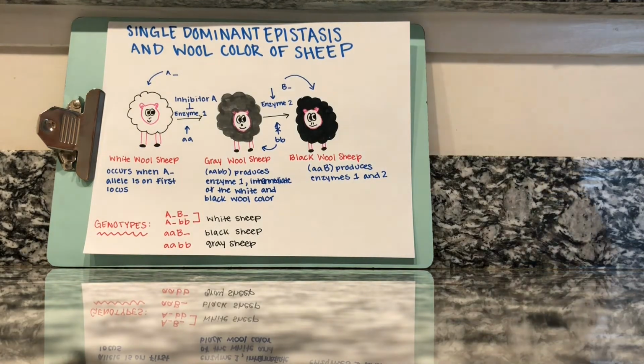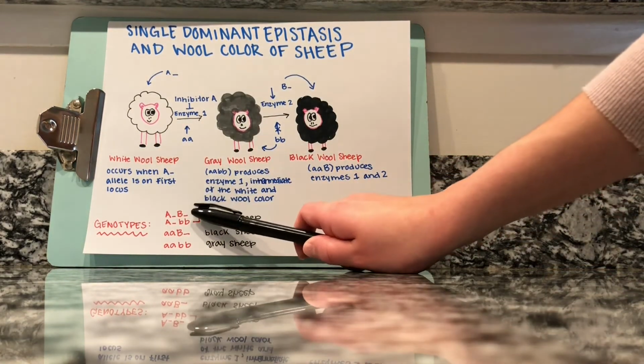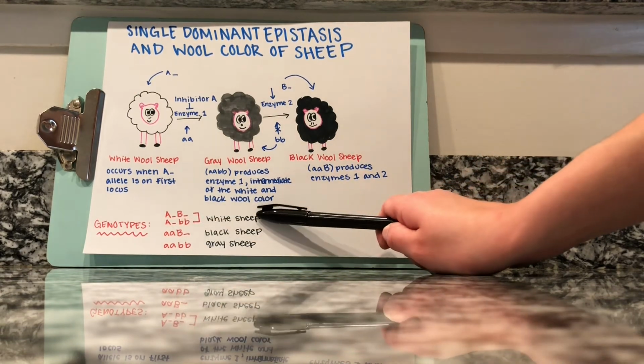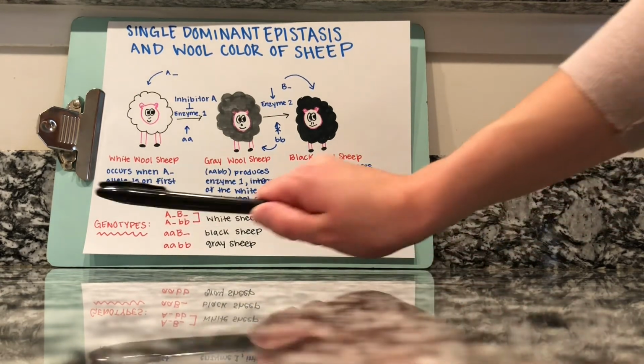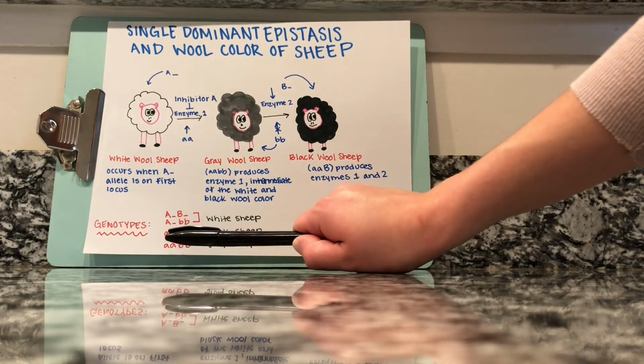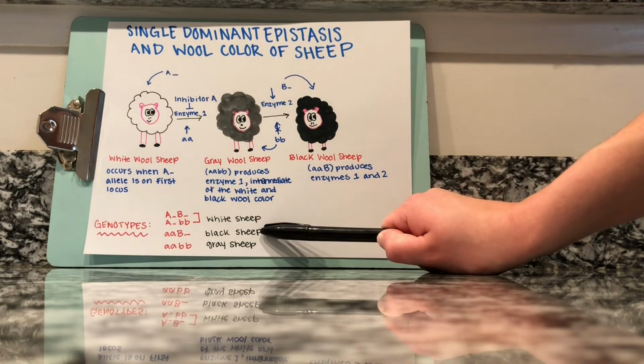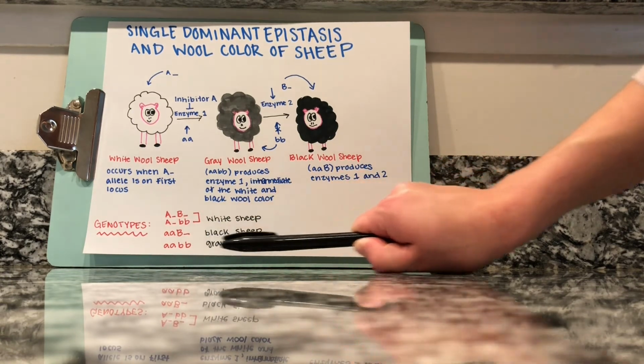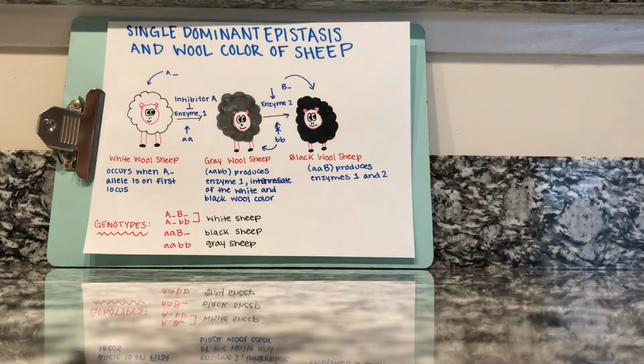Here we have the phenotypes listed. You could either have big A, big B, or big A, little b, and still get that white sheep color. Or we have little a, big B for a black sheep, and little a, little b for the gray sheep.